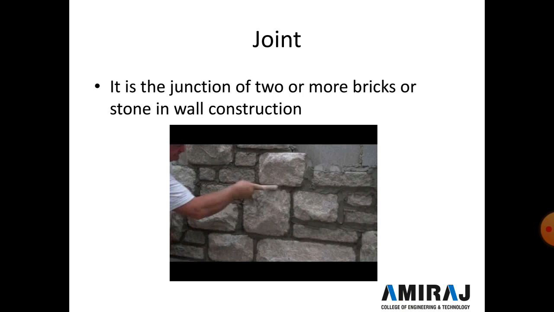Next is joint. So what is joint? It is the junction of two or more bricks or stones in a wall construction. So here exactly you see in the figure, joint. કોને કહેવાય કે જ્યારે બે સ્ટોન અથવા બ્રિક એકબીજાને કોઈ મટીરિયલથી કનેક્ટ કરવામાં આવે અથવા જોઈન્ટ કરવામાં આવે તો એ જંક્શનને કહેવાશે જોઈન્ટ્સ.